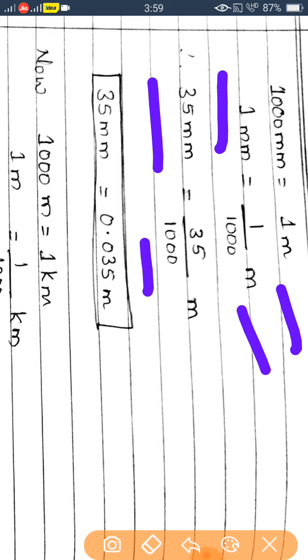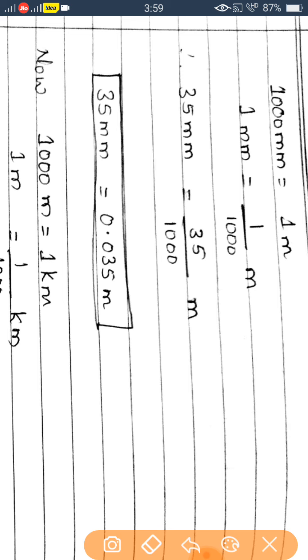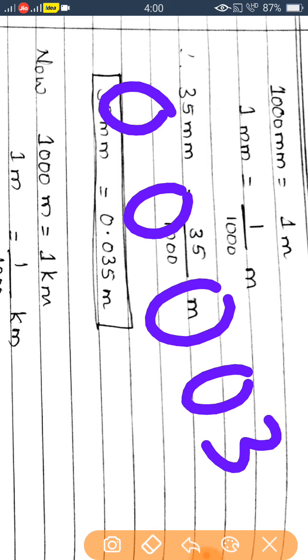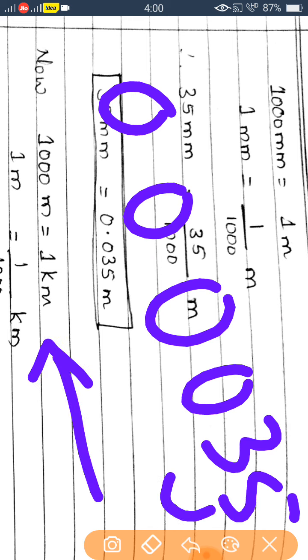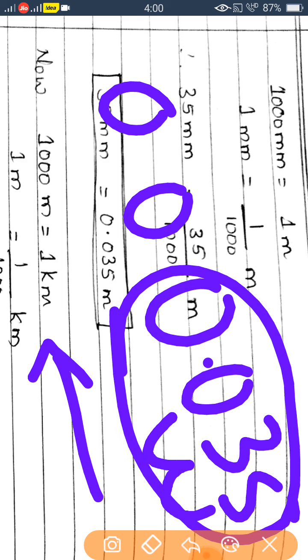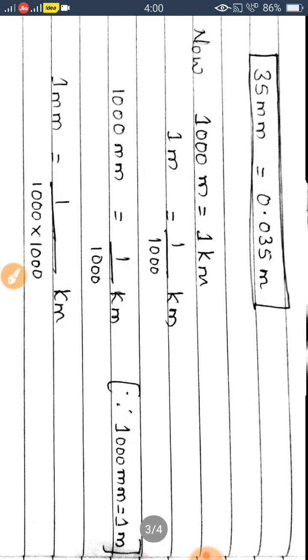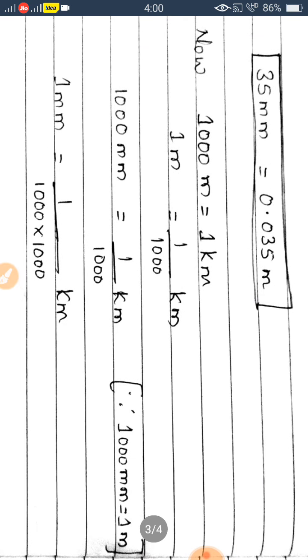So the number of zeros in the denominator are 3. So we can keep the number of zeros in front of 35. Count it from right to left, 1, 2, 3, and place the decimal there. So this is your answer, 0.035. So 35 millimeter is equal to 0.035 meter. Now we have to convert 35 millimeter in kilometer also, isn't it?